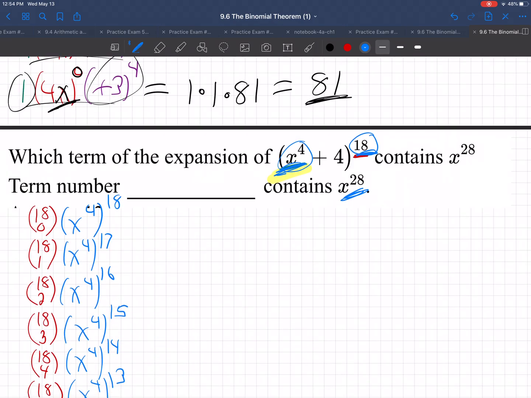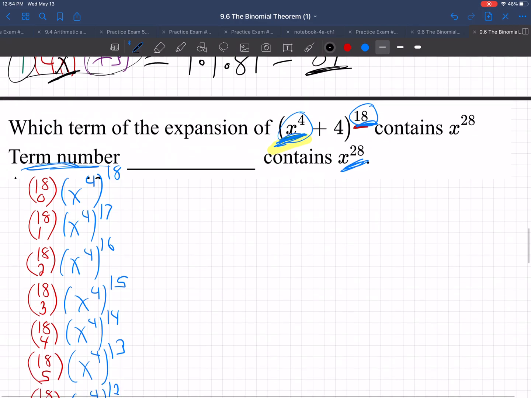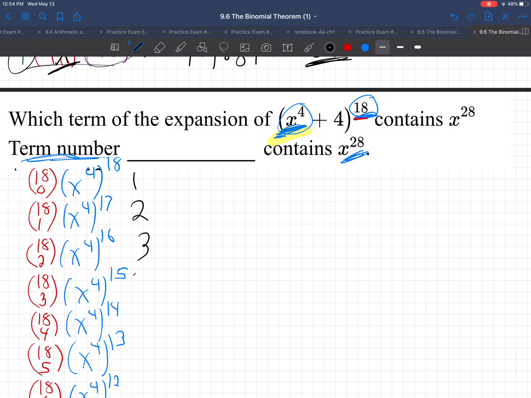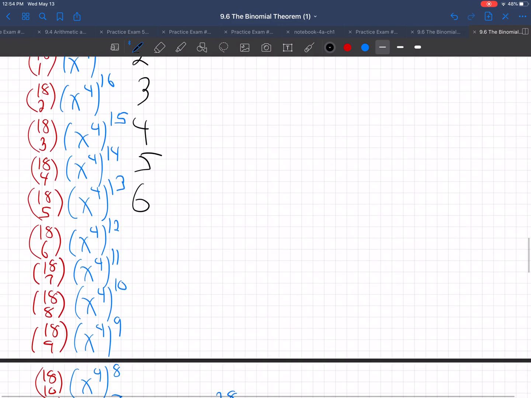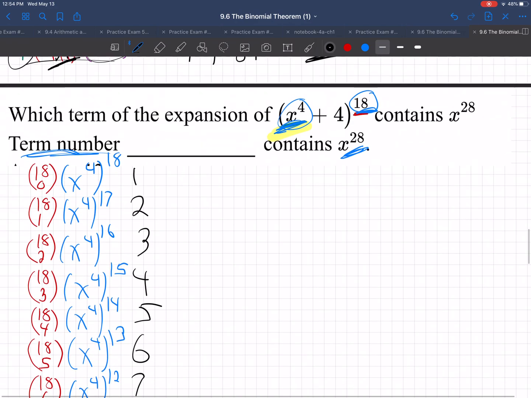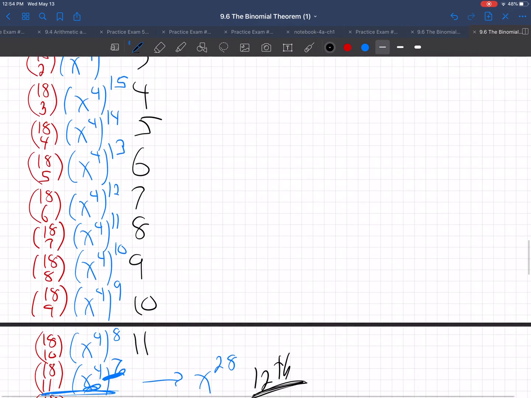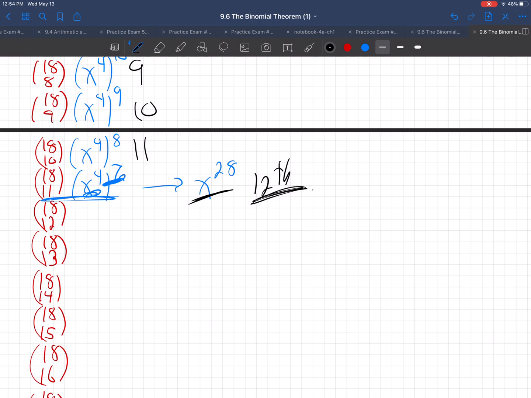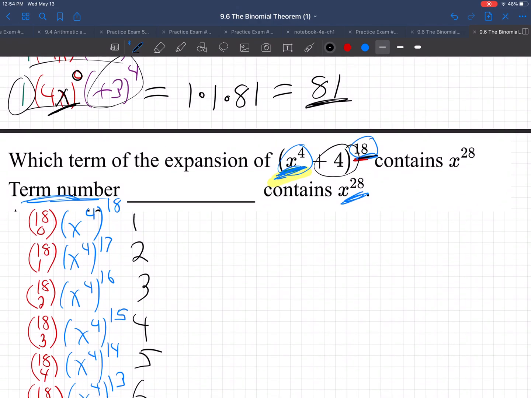What do they want now? They want what term number. So I don't even have to figure out the coefficients at all. This is the first term, second term, third term, fourth term, fifth term, sixth term, seventh term, eighth term, ninth term, 10th term, 11th term, 12th. This is the 12th term. I didn't even figure out the rest of it. I found the one I needed, the x to the 28th. That's the 12th term. So just by following the pattern, term number 12 contains x to the 28th.